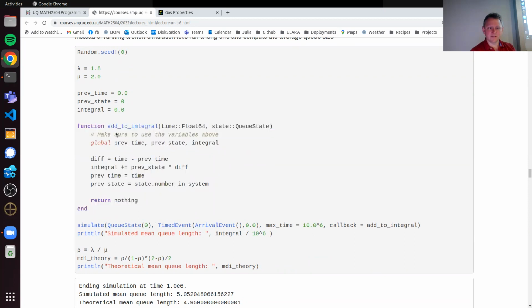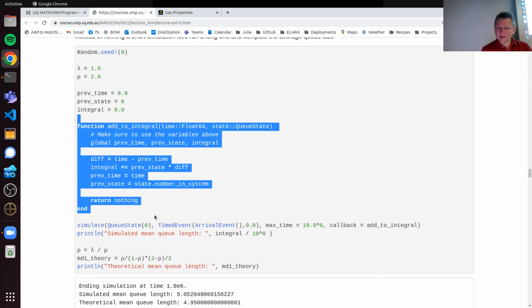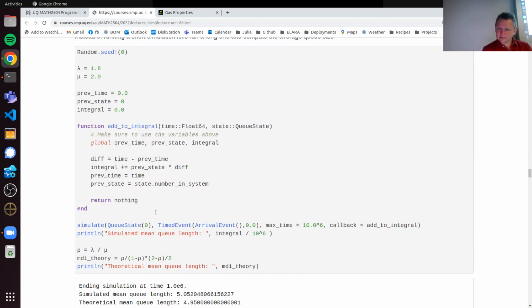We've got some globals, and globals aren't the best way to track things, by the way, but it's a bit easier to write. Every time there's a callback, we update these globals. We use the previous time and the current time to find the time difference. And we have this integral: we multiply the time difference by the queue size, and we update the previous time and the previous state, which we use at the next time event.